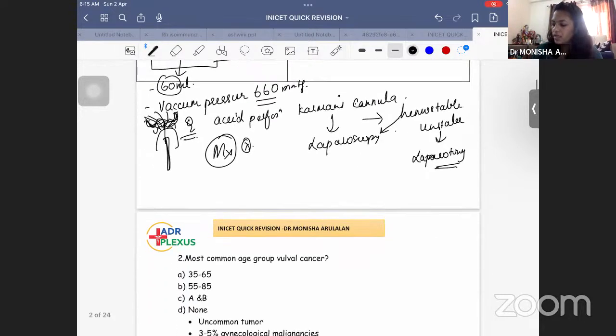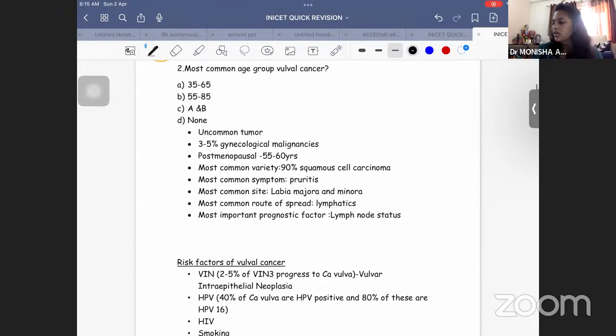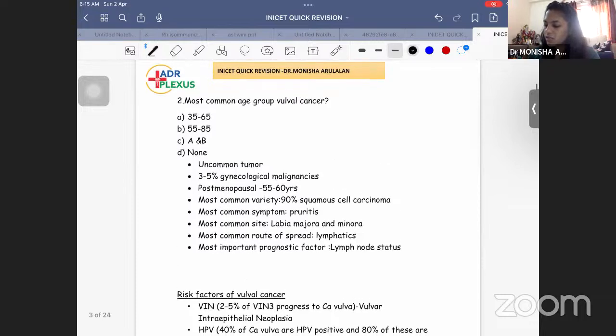Okay, next. Yes, of course, I was talking about vulval cancer. Vulval cancer is an uncommon tumor. That's why we are not giving any importance to it. But the exams have a lot of questions from vulval cancer. Please read it properly. This was a previous year question: most common age group. See, the question framed is very simple, but you should know the basics of vulval cancer.